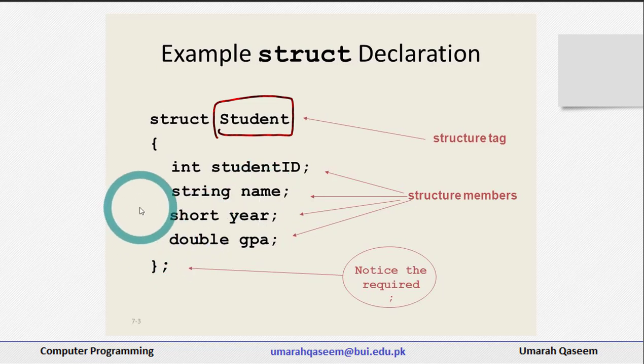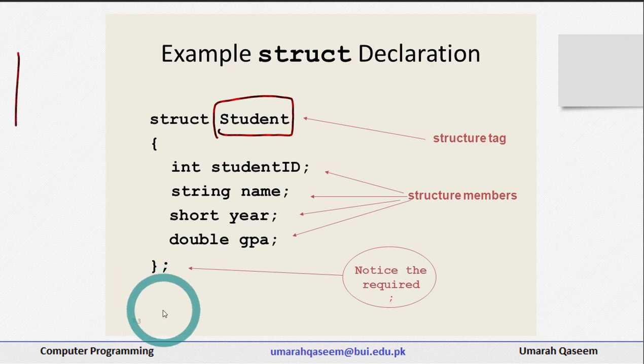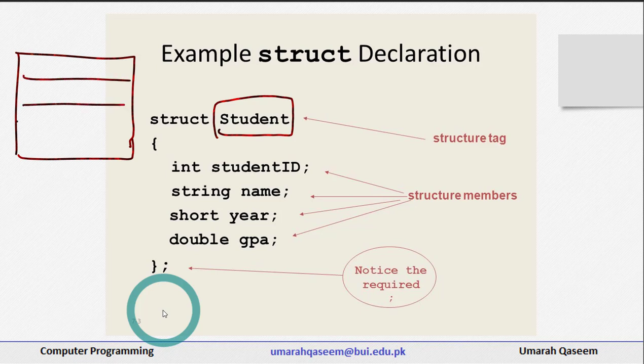Now make sure, right now we have just defined how our structure will look. We have not declared a variable of this structure. Right now we have defined a pattern of what this structure will look like. The structure will look like this. It has four elements and of different types. So the first element is student ID. This is the first element. The second element is name.